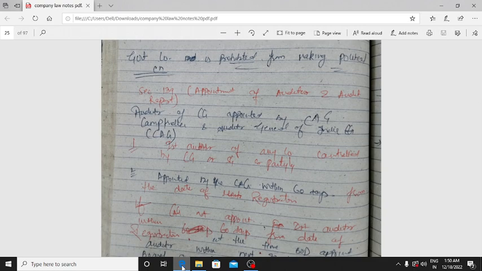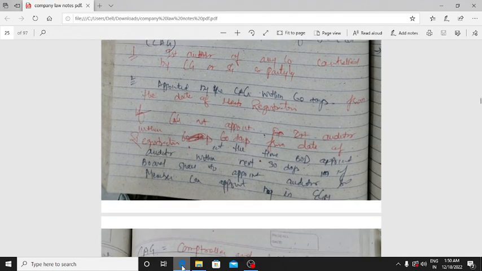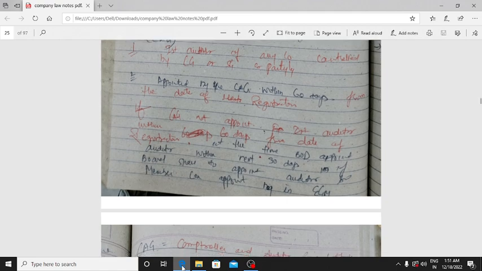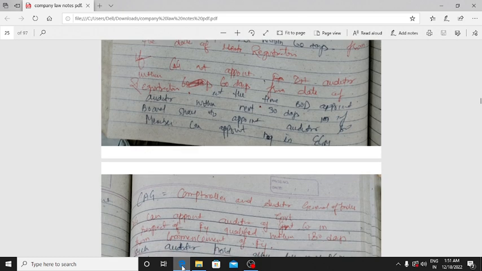Section 139, appointment of auditor and audit report. In a government company, the auditor is appointed by the CAG, Comptroller and Auditor General of India. The first auditor of any company controlled by the central government or a state government, or partly so, is appointed by the CAG within 60 days from the date of registration. After registration of a government company, it is mandatory to appoint an auditor within 60 days, appointed by the CAG. If the CAG does not appoint the first auditor within 60 days from the date of registration, the BOD appoints the auditor within the next 30 days.